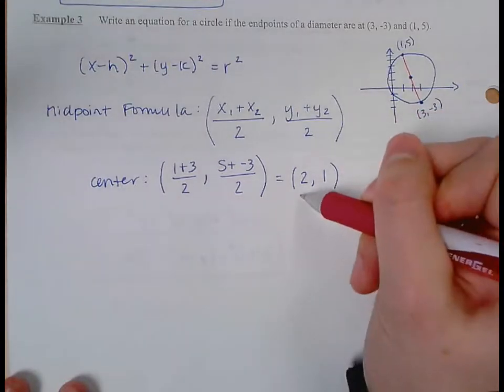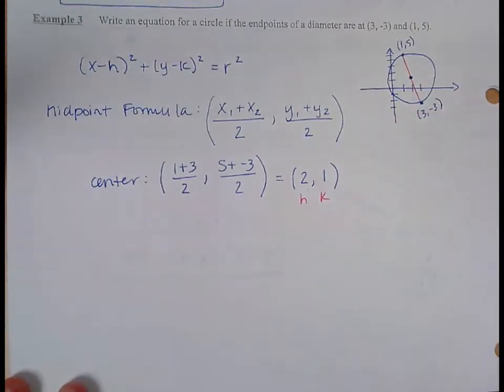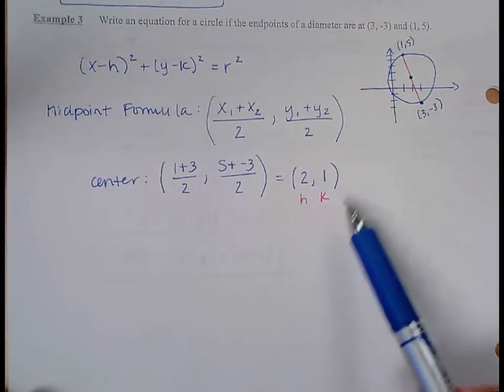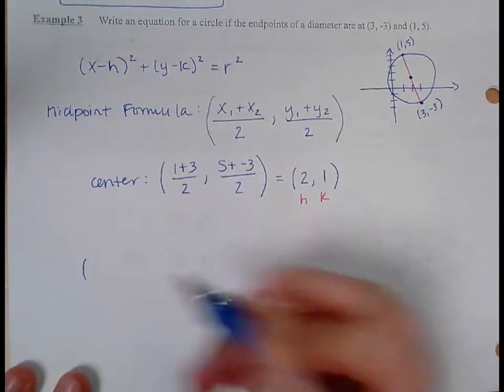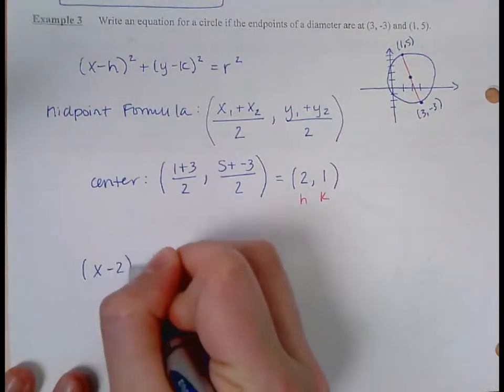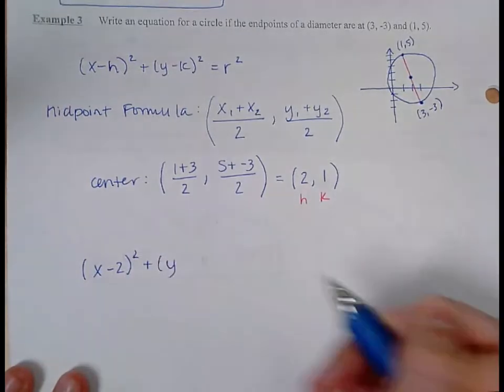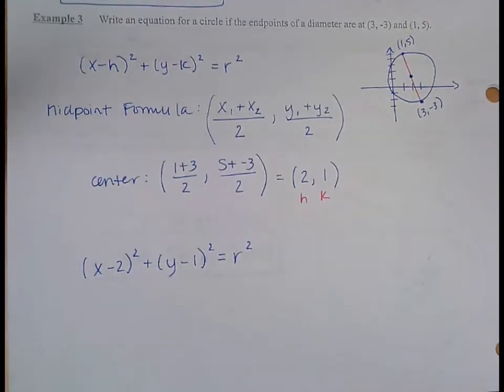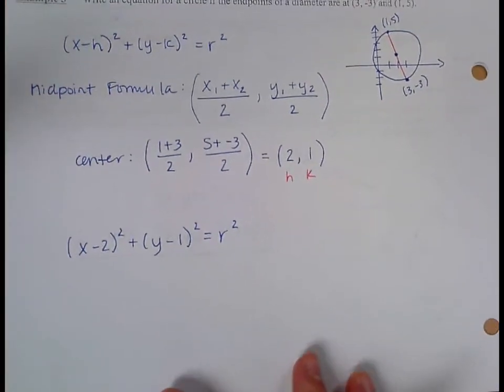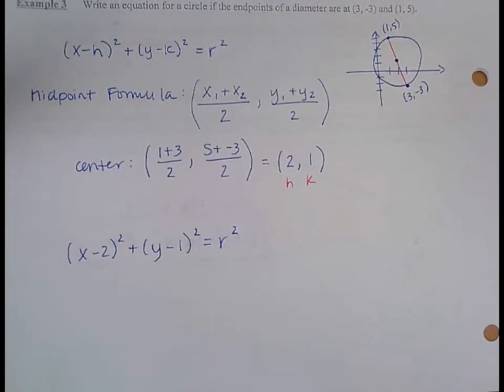Okay, so I'm going to substitute those values in, we now know h and k. So I have (x minus 2) squared plus (y minus 1) squared equals, I still don't know the radius, so I still have r squared. We talked about one way to find r using the distance formula, but now that you know the center, how could you find r?